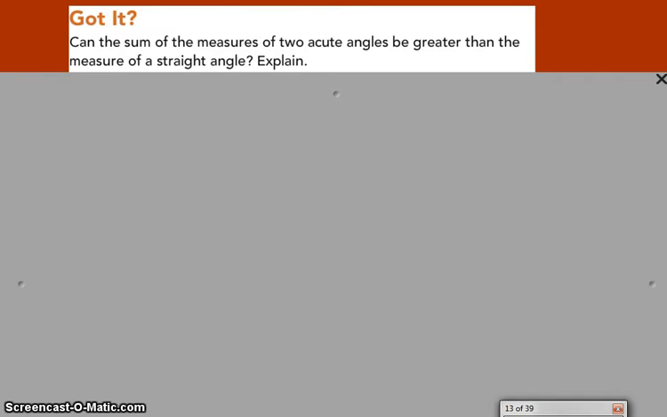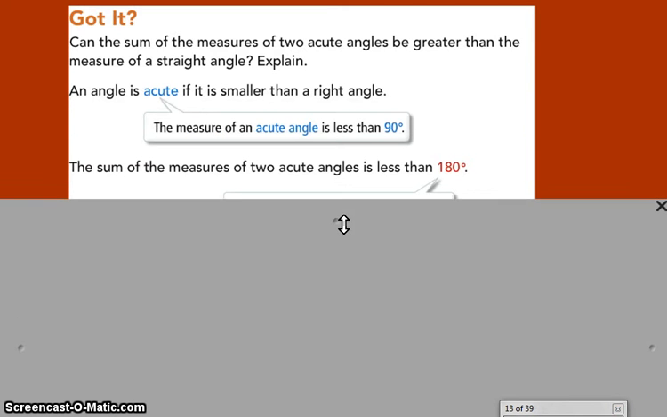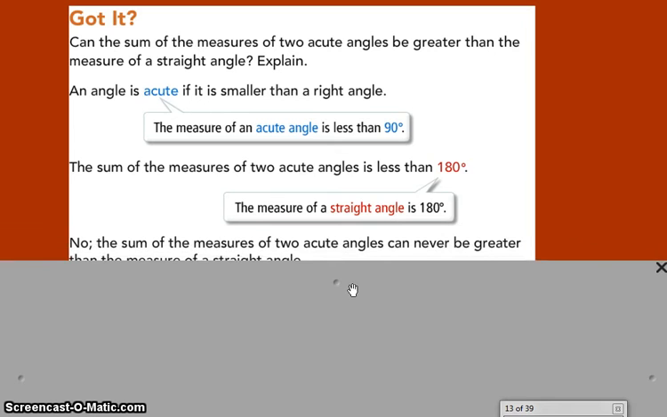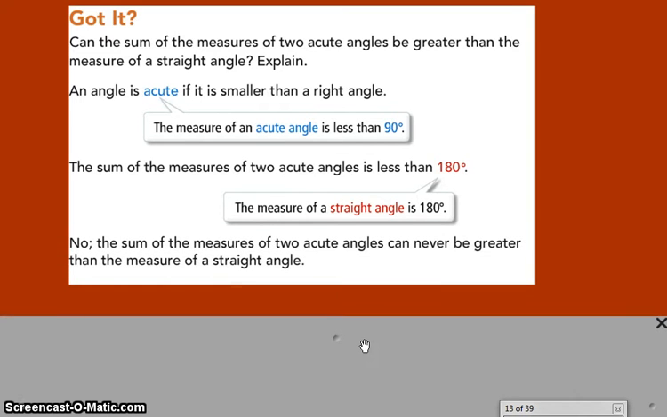Can the sum of the measures of two acute angles be greater than the measure of a straight angle? Explain. An acute angle is smaller than a right angle. The measure of an acute angle is less than 90 degrees. The sum of the measure of two acute angles is therefore less than 180 degrees. The measure of a straight angle is 180 degrees. So the answer to that question is no. The sum of the measures of two acute angles can never be greater than 180 degrees, or the measure of a straight angle.